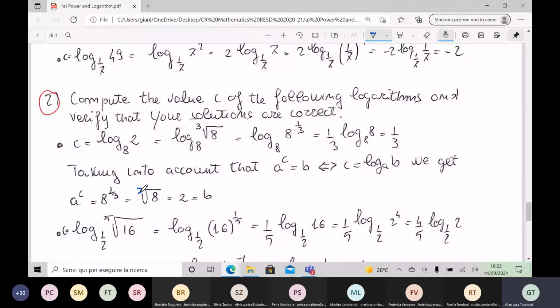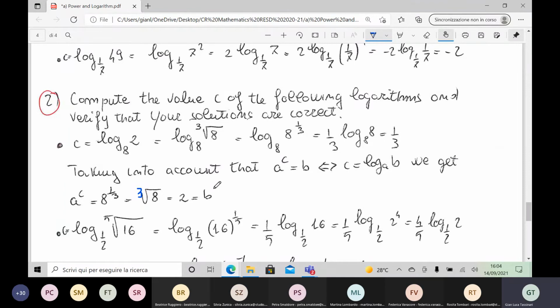So this is the proof that the result we got is correct, because we applied the definition, we took into account that this is equivalent to this one. So we substituted in A the basis, we substituted in C the result we got previously, and we saw that A raised to the power C effectively gives us 2, where 2 is exactly B. So we should be happy that the result works.